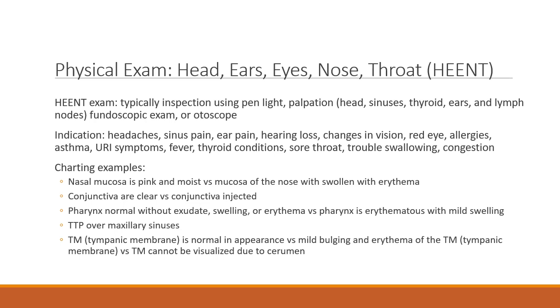Next we have TTP, or tenderness to palpation over the maxillary sinuses. And then for the ear, just an example for you is the TM, or the tympanic membrane, or the eardrum, is normal in appearance versus there's mild bulging and erythema of the TM, versus the tympanic membrane can't be visualized due to cerumen, which is earwax. Also, just to note, PERRLA can also go here as well, but some people put it into the neuro and some people put it into the eyes.